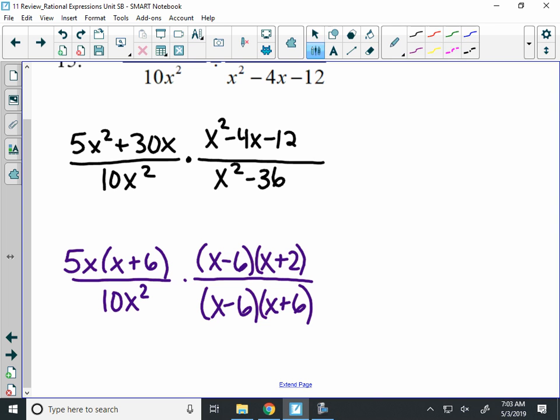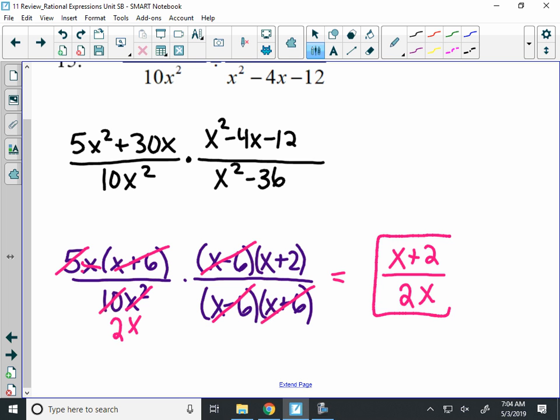All we have to do now is cross things off. So x plus 6's, those will go away. The x here will cancel with one of the x's down here. So I still have an x in the denominator. The 5 cancels with the 10, but I still have a 2. So my denominator there is 2x. And these x minus 6's will cancel. So all that's left in my numerator is x plus 2 over your denominator of 2x. That would be it.